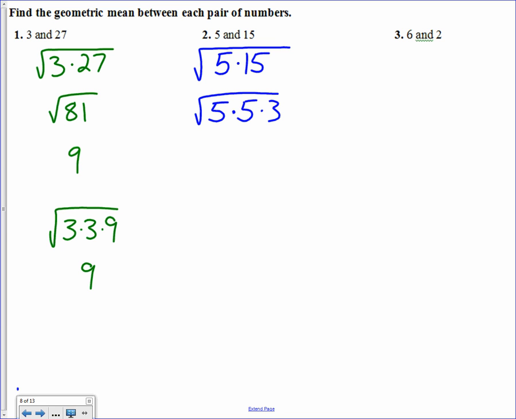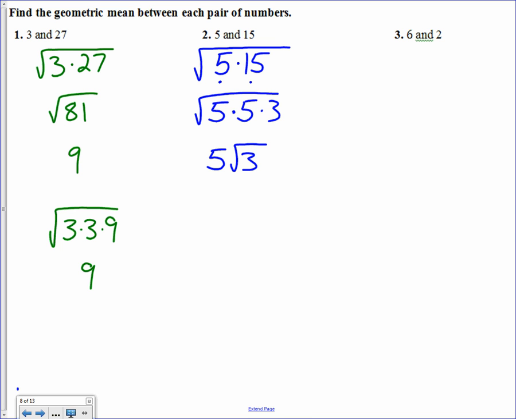So the first 5 is the 5 here. And then 5 times 3 is this 15. 5 times 3 is 15. Now you see we have 5 times 5. The square root of 5 times 5 is 5. And we have that 3 left over under the square root.